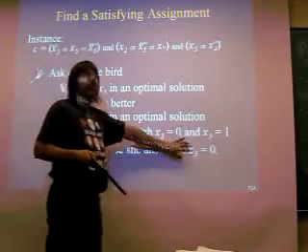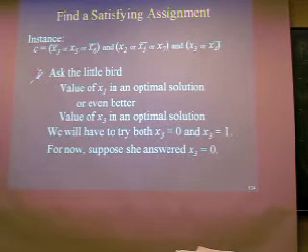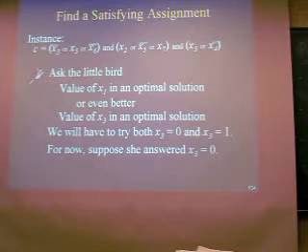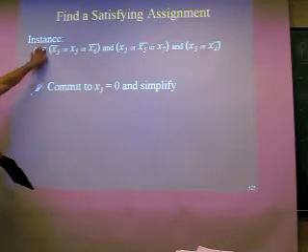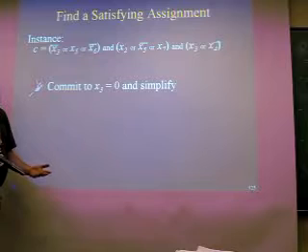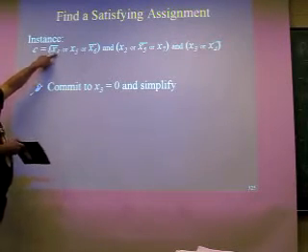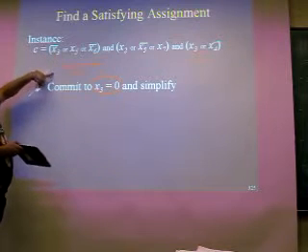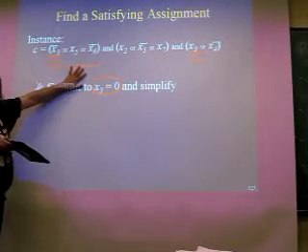So maybe we're going to try x3 equals 0. We're going to temporarily commit to that and move forward, and if it works out and we find a satisfying assignment, then that's great, and if it doesn't, we have to back up and try the other value. So if we've committed to x3 equaling 0, what can we do to our input? Said another way, what input do we give our friend? If we put in a 0 here, what happens to this? This becomes true, so the whole clause becomes true, so we can eliminate the whole clause.